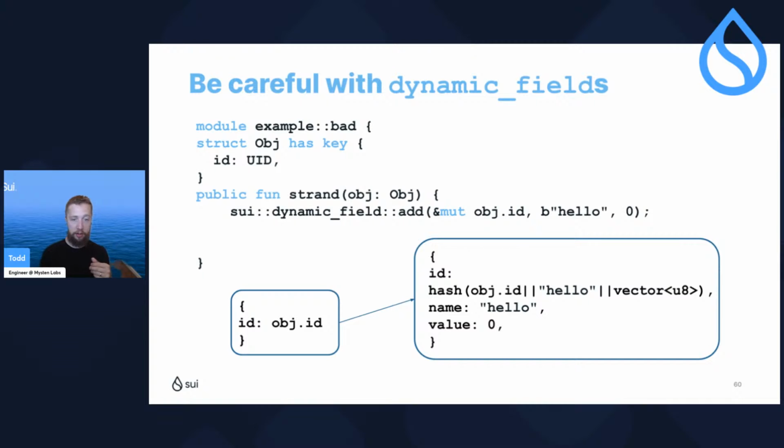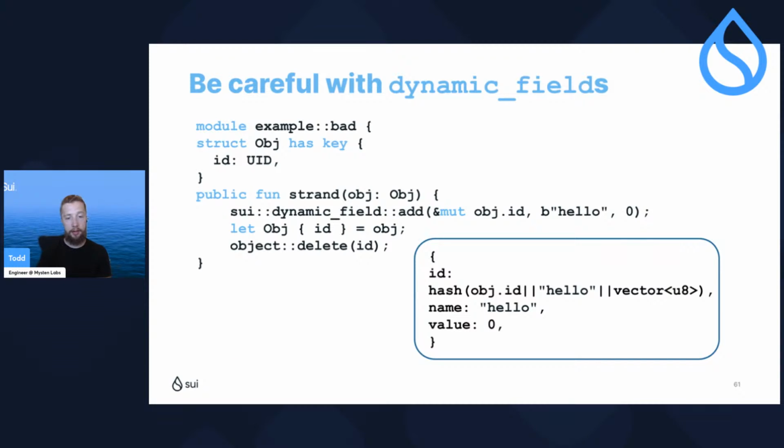Let's say you have this object, very simple, and you take the object and you add some dynamic field, hello, 0, and then you immediately unpack the object, deconstruct it, and then delete it. Now, if you recall, I said that you can only access dynamic fields through the parent, or the actual root object. So what happens here? Well, we have now stranded this dynamic field. Conceptually, you can think of it as all the dynamic fields having been transferred to some unretrievable address. This parent object's deleted, and these are now irretrievable.